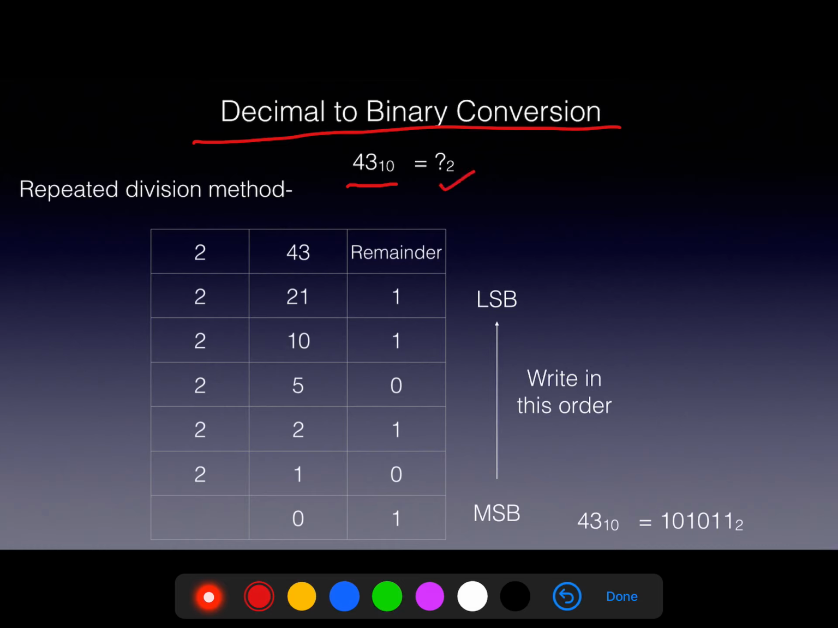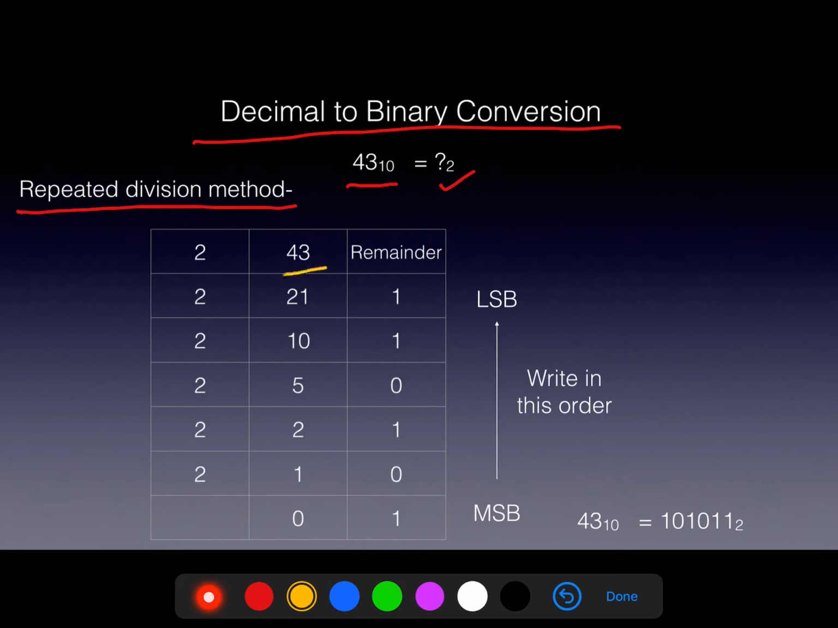So we have a number 43, which is a base 10 decimal number, and we are converting it to a binary number. There's a very easy method to do this called the repeated division method. By applying this method, we can easily convert a decimal number to its binary equivalent. For this, we simply divide and keep dividing the number as long as it does not come to 0.